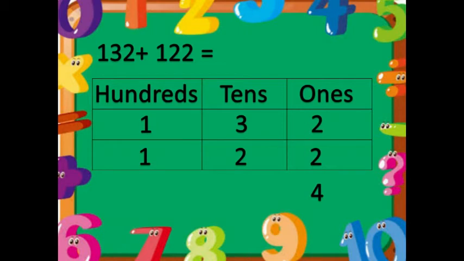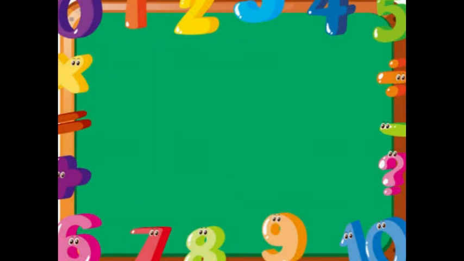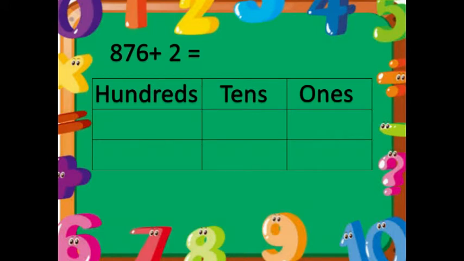After ones, next we add in tens. So 3 plus 2 is equal to 5. Very good. And last is in hundreds. So 1 plus 1 is equal to 2. So it means 132 plus 122 is equal to 254. Next, we have here 876 plus 2. So we have here our place value charts.